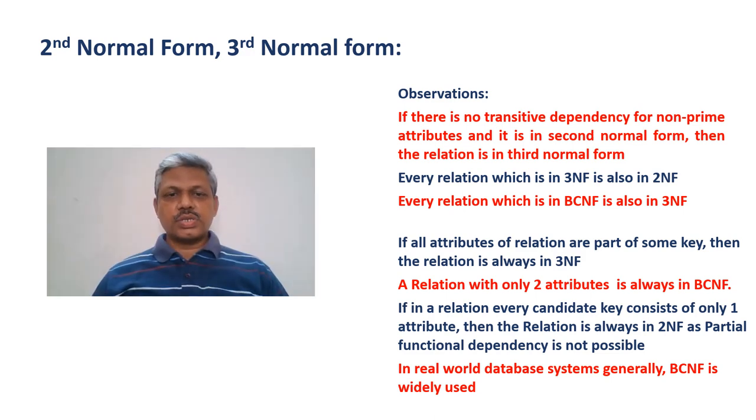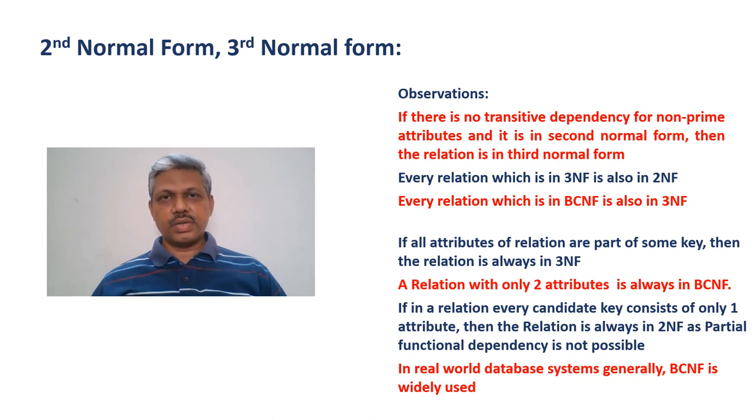Some more observations here. If all the attributes in a schema are in some or other key, then it is straight away in third normal form. Why? Because the third condition of the normal form states that if the right hand side attribute is part of a key, then it is in third normal form. So if every attribute is part of some or other key, third normal form is automatically satisfied.